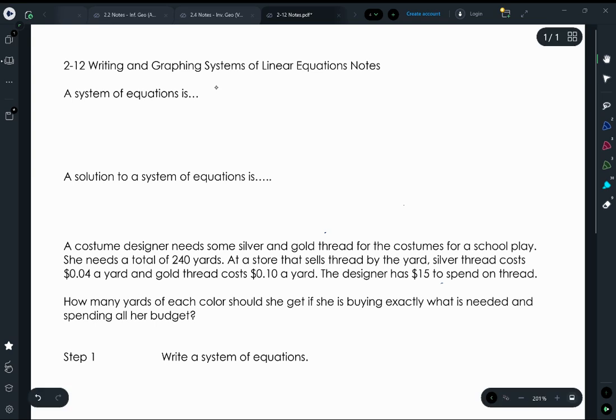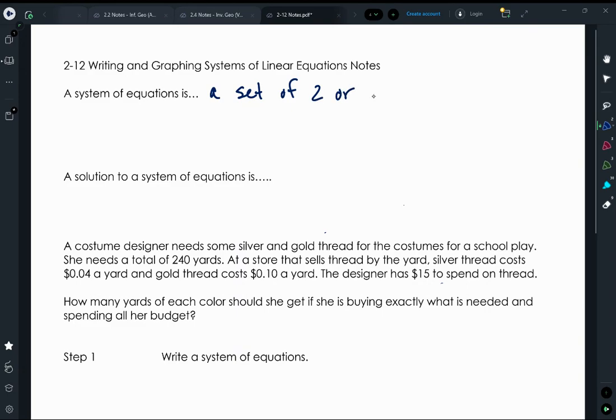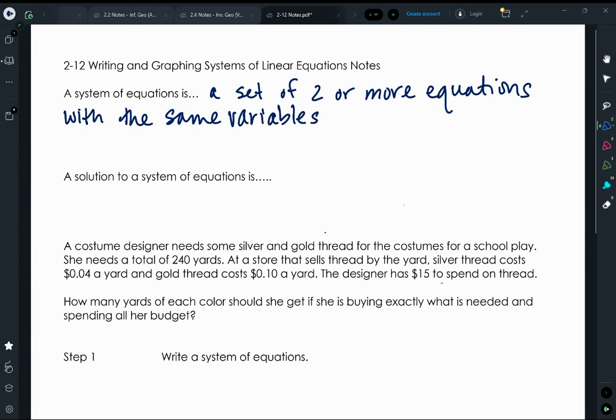So a system of equations is a set of two or more equations with the same variables. A solution to the system of equations is, so this is where it gets a little bit tricky. What we really need is numbers for all of those variables that work in the equations at the same time. So let's see, how do we figure that out?